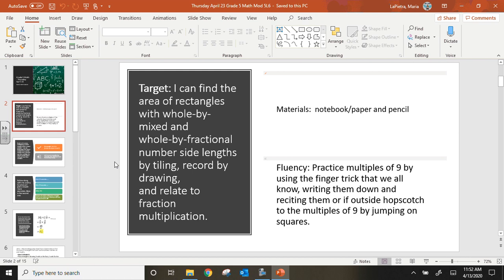And I always like to do a little fluency before we get started. So let's practice your multiples of 9 by using the finger trick that we all know. You can write them down and recite them while you're doing that, or if you're outside, hopscotch to the multiples of 9 by jumping on squares. Or just as you're walking, you can say them out loud.